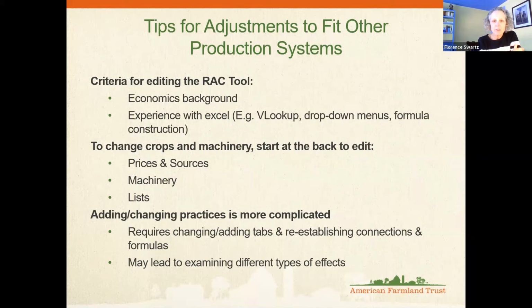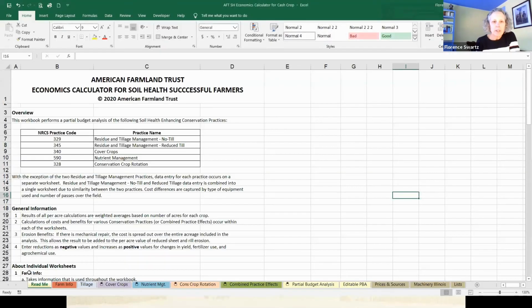And you also should know that it could lead to examining different types of effects that could come into play from the ones that we have been looking at for our standard row crop operation. So I'm going to take you in to take a look at just the basic workbook. This is the same one. This isn't Dan Hall's. This is a blank version of that same workbook that we were just looking at. Nothing has been entered in here.